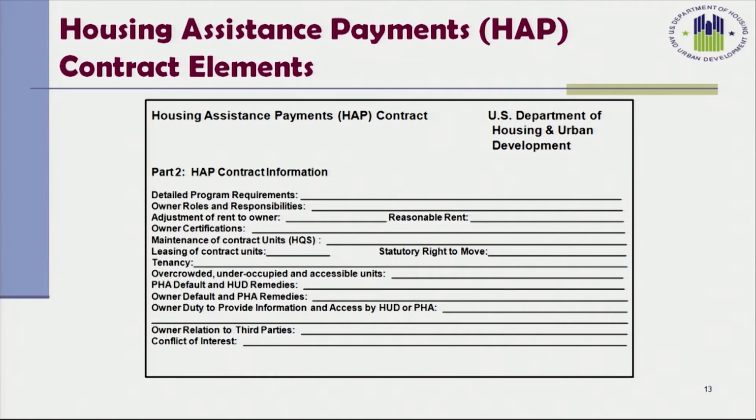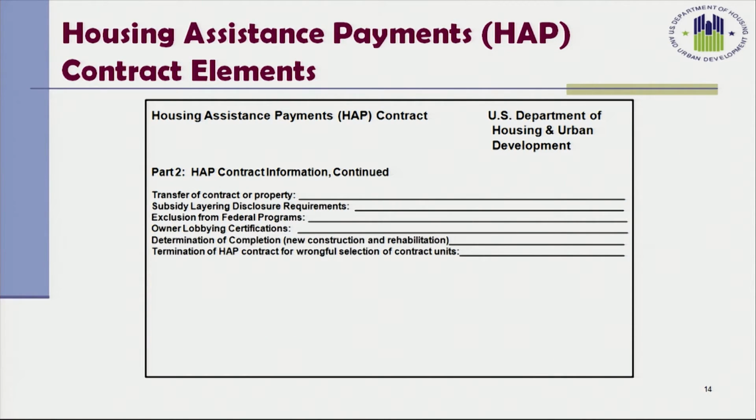It also contains the default provisions for both the PHA and the owner. Also, the PHA and the owner's duty to provide information to HUD, owner's relationship to third parties, as well as the conflict of interest requirements under the program. Part 2 of the HAP contract also includes the requirements for subsidy layering, transfer of the contract or the property, exclusion from federal programs, the owner lobbying certifications, and determination of completion for new construction and rehabilitated units.